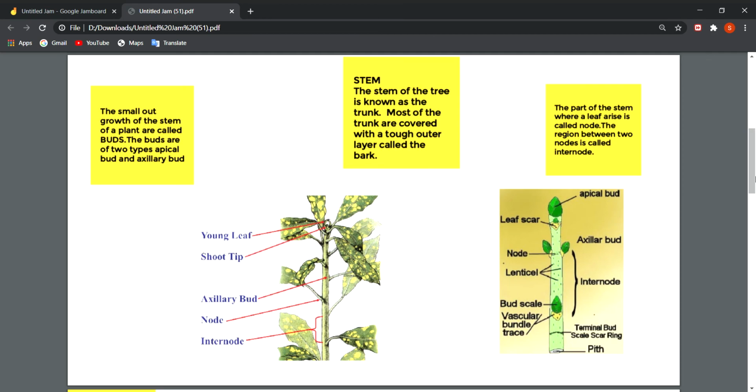There are two types of buds, apical bud and axillary bud. Apical, as the name suggests, is found at the top of the shoot. It is responsible for the upward growth of the plant. Then the axillary bud is found between the stem and the leaf stalk. Axillary buds give rise to many new branches of the plant. The part of the stem where a leaf arises is called a node. The region of the stem between two adjacent nodes is called an internode. These are the parts of a stem.